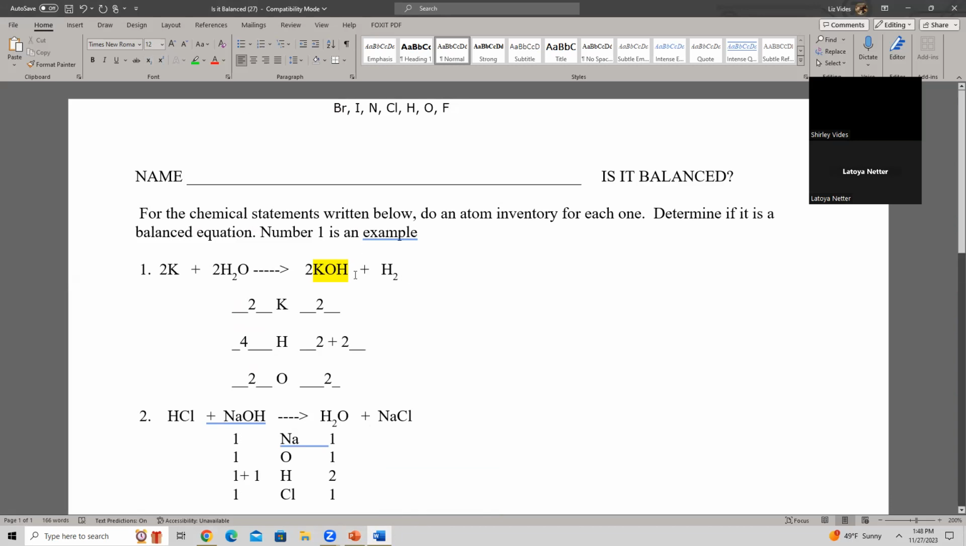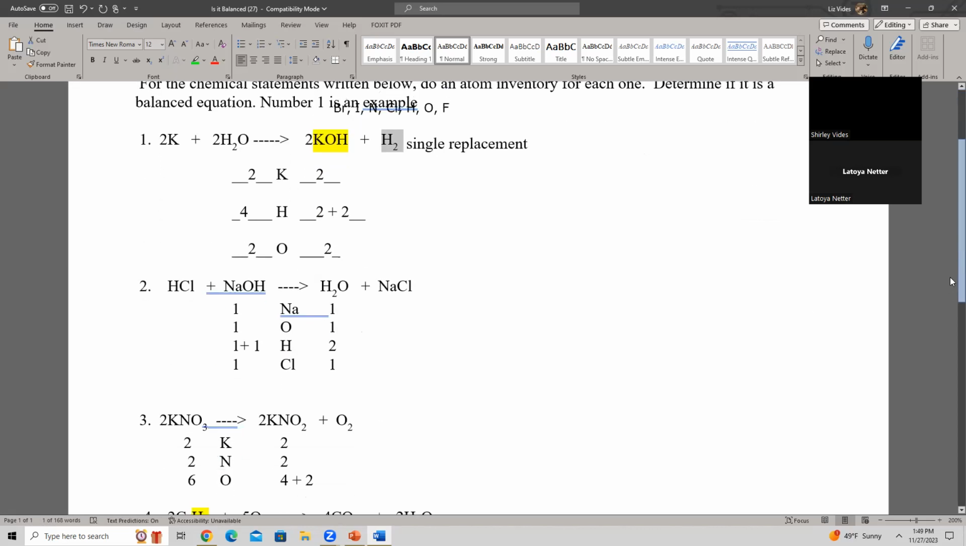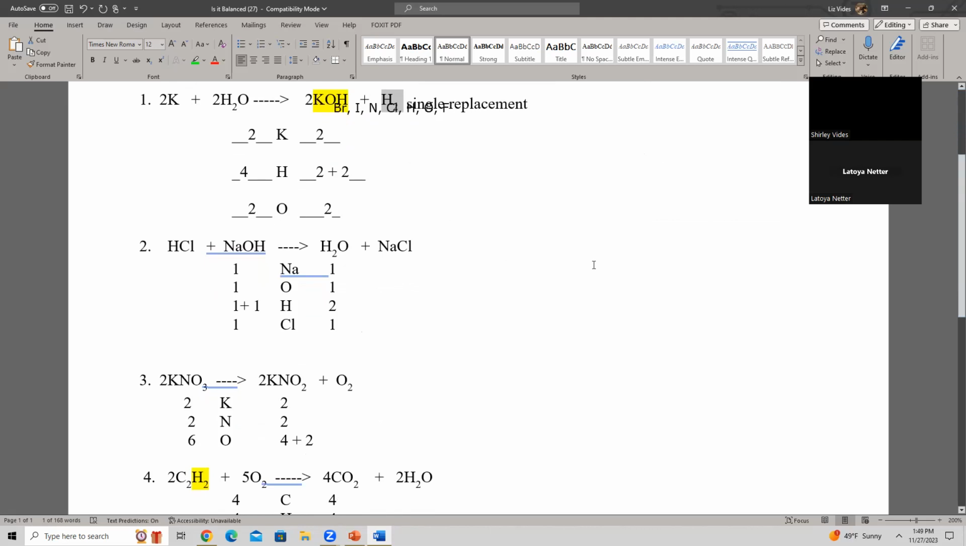Not exactly. Look at what's really going on. Look who's moved out, who's moved in. It's a single. There's nothing to replace on the other one, because it's by itself. So that's how you know. This is a single because potassium over here is lonely, and so is hydrogen over here. They booted him out. That's the boyfriend stealer.